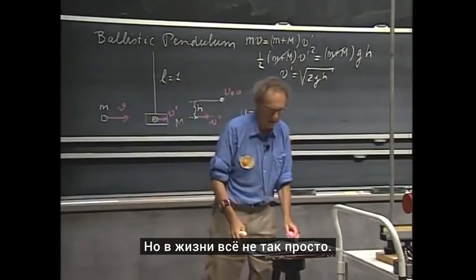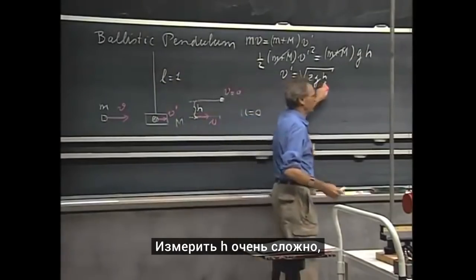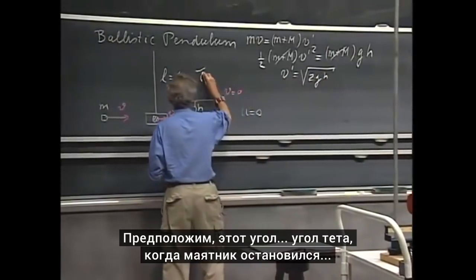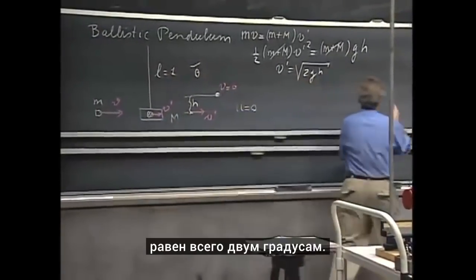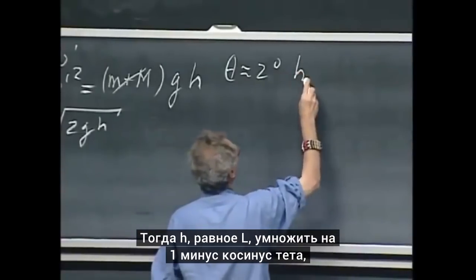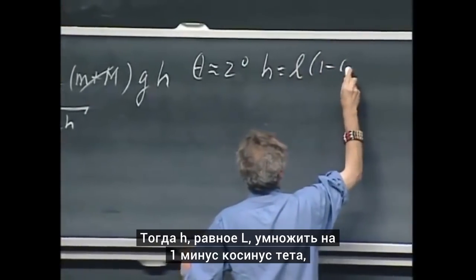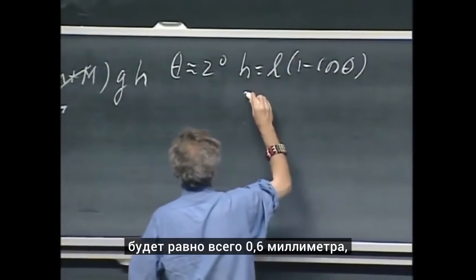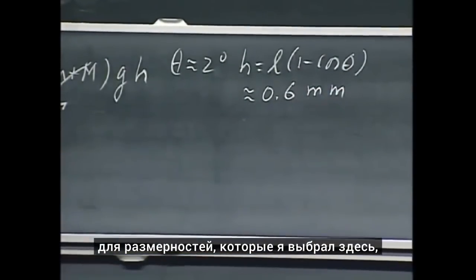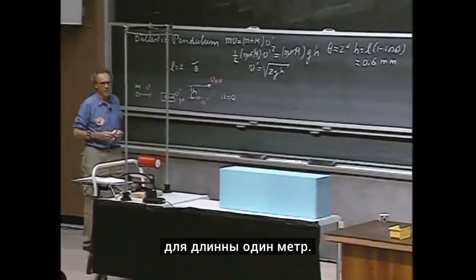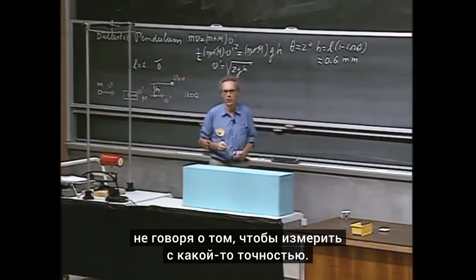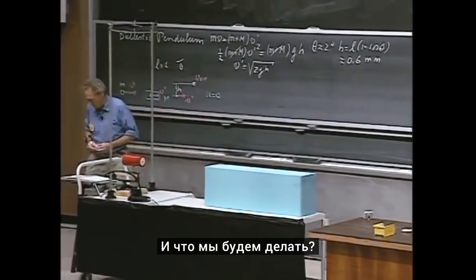But life is not that simple. It's very difficult to measure h, and I can make you see that. Suppose this angle theta, when it comes to a halt, is only 2 degrees. Then h, which is L times (1 minus cosine theta), is only 0.6 millimeters for the dimensions that I have chosen here, for a length of 1 meter. And that's it. You can't even see it. It's invisible, let alone that you can measure it to any degree of accuracy.